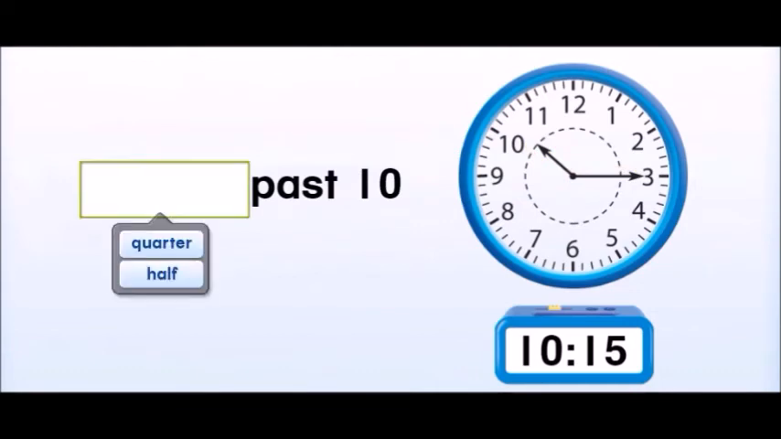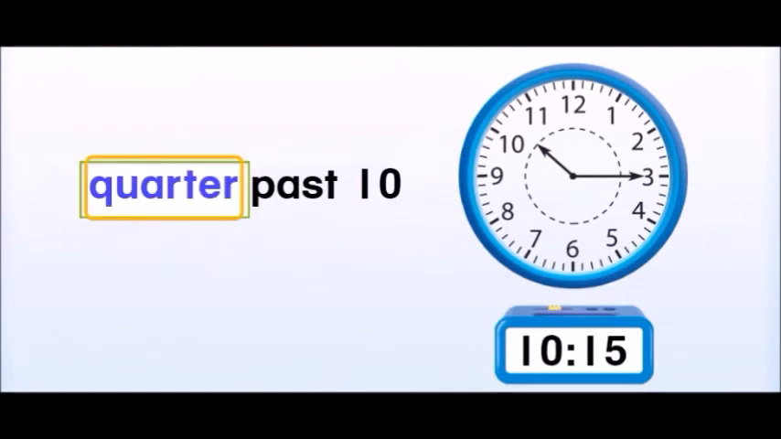What time does this clock show? The hour hand points between 10 and the 11, and the minute hand points to the 3. So it's 10:15. What is another way to say 10:15? Another way to say 10:15 is 15 minutes after 10.